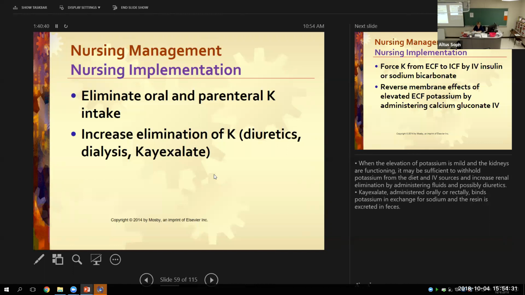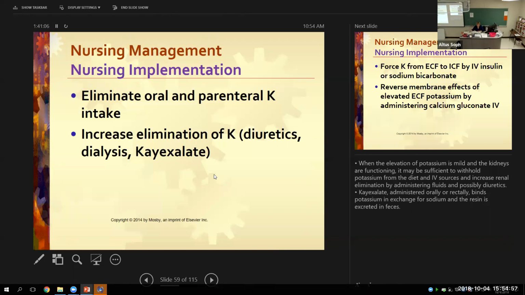In emergency situations, you can give IV insulin. Because the way insulin works, we already talked about how it does take sugar into the cell, but it does also drive potassium into the cell. So remember, our potassium that we're worried about is out here on the outside of the cell. Insulin is going to bring it into the cell, thus decreasing your serum level.